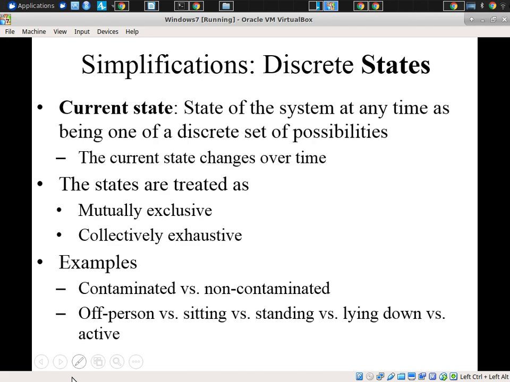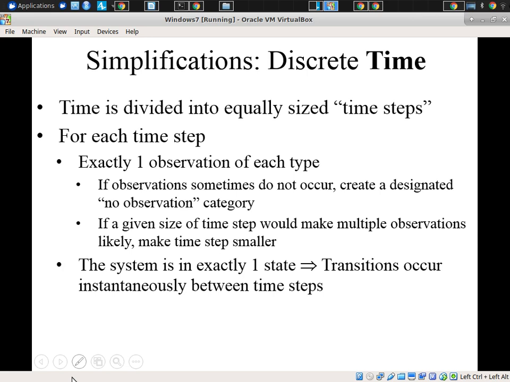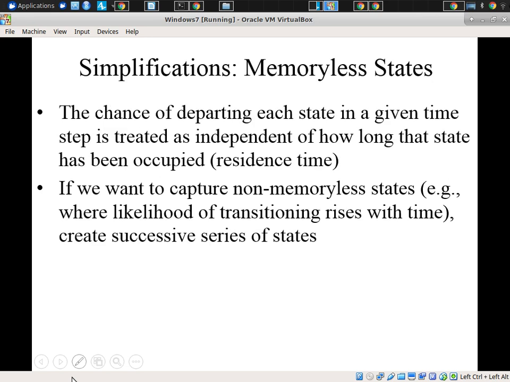So I welcome these questions. Discrete states, a discrete set of possibilities that we could be in at any one time, mutually exclusive, collectively exhaustive, and then discrete time over which we consider what state am I in. Does that make sense? Any questions about that foundational assumption? Okay, so let's go on and talk about another assumption.